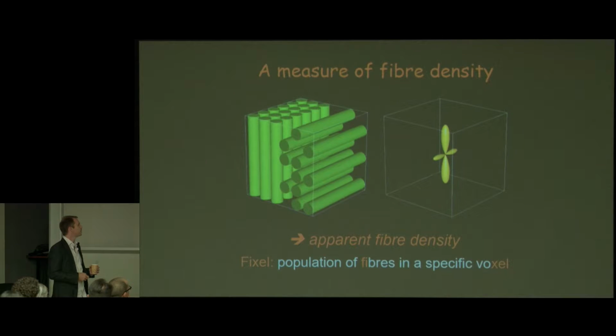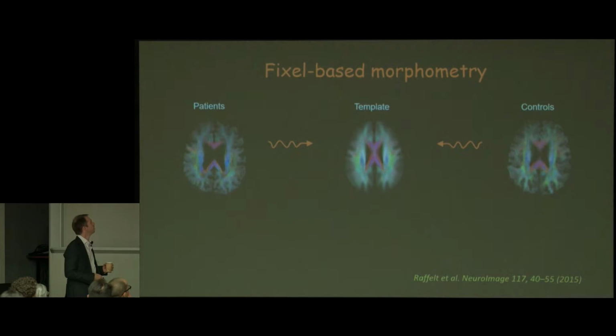We originally talked about talking about directions within a voxel, but that meant we had to talk about dixels, and that was a bit awkward, so we didn't. So I talked before about the fact that we could get measures of density, so just the density itself, or the change in cross-sectional area. If we look at the change in cross-sectional area in particular, that allows us to do fixel-based morphometry.